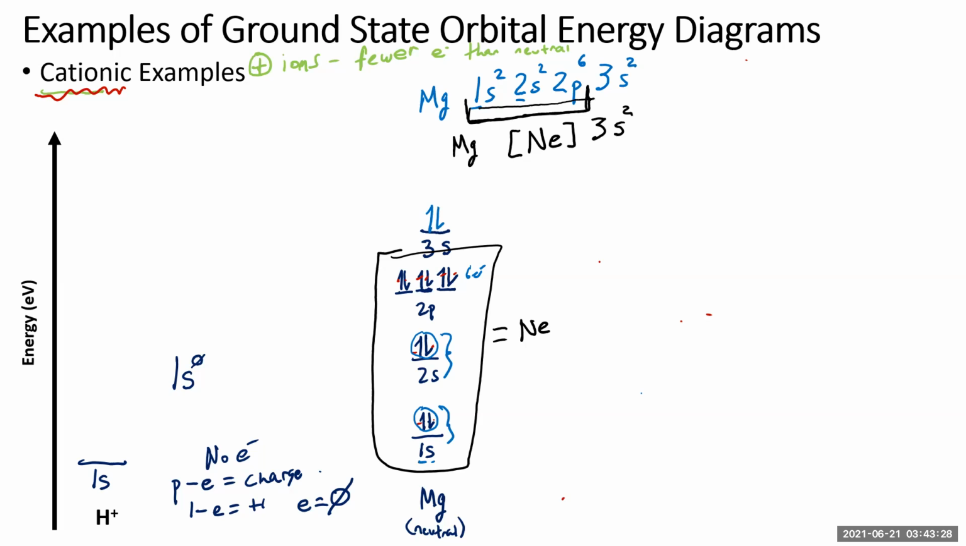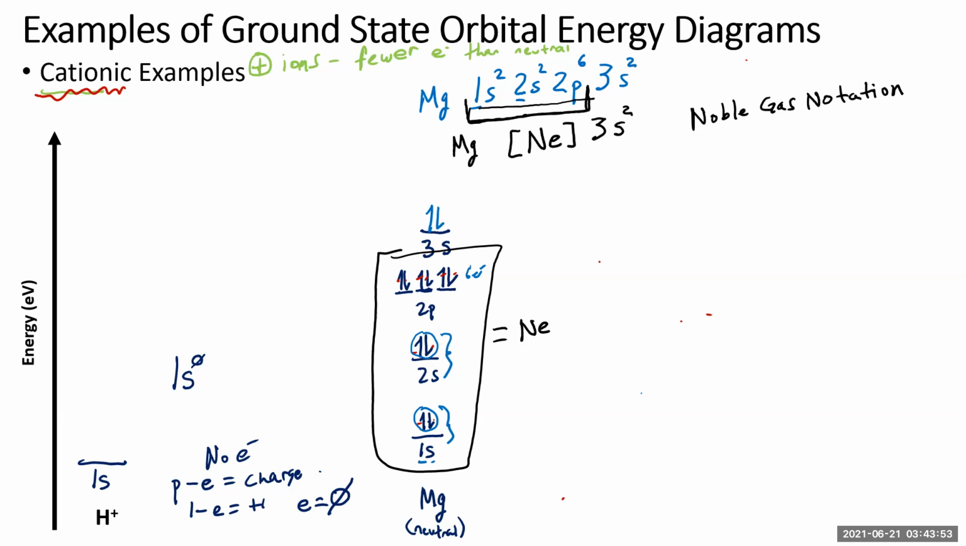So I could write it this way, and you can do this only with noble gases. This is what's called the noble gas notation. It is only allowed for noble gases. You cannot do this with any other element. Noble gases represent the complete energy level for that row. Noble gas notation.